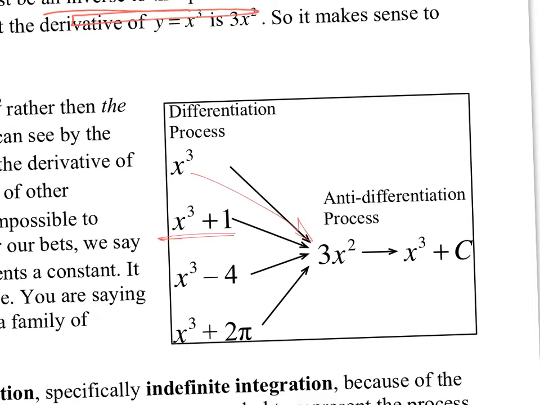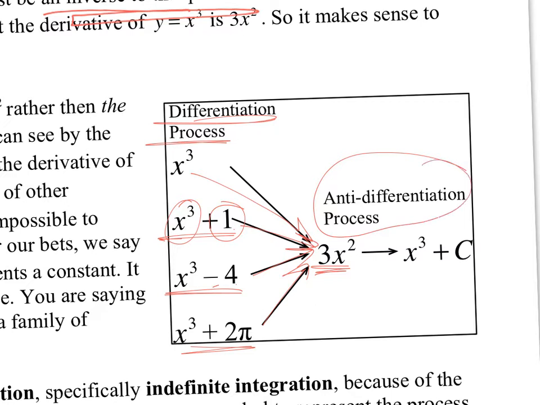Let's say you have a function x to the third plus 1 and you take the derivative. Also 3x squared, because the derivative of a constant is 0. So on and so forth. The derivative of all of these is 3x squared, because it's x to the third plus a constant or minus a constant, and you're going to get the same derivative. So that's the differentiation process.